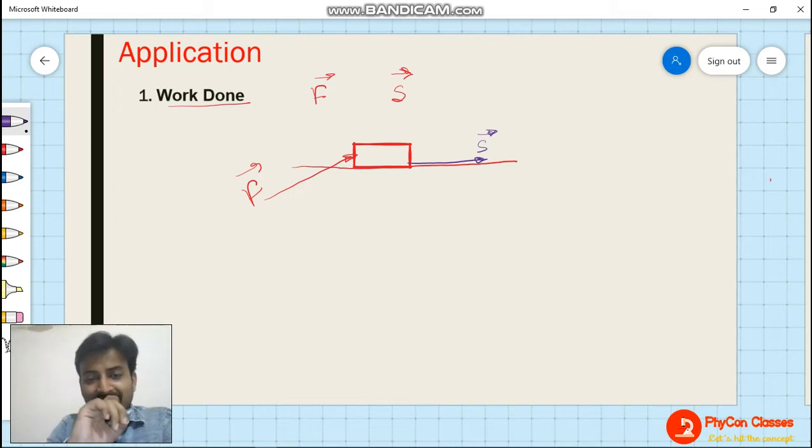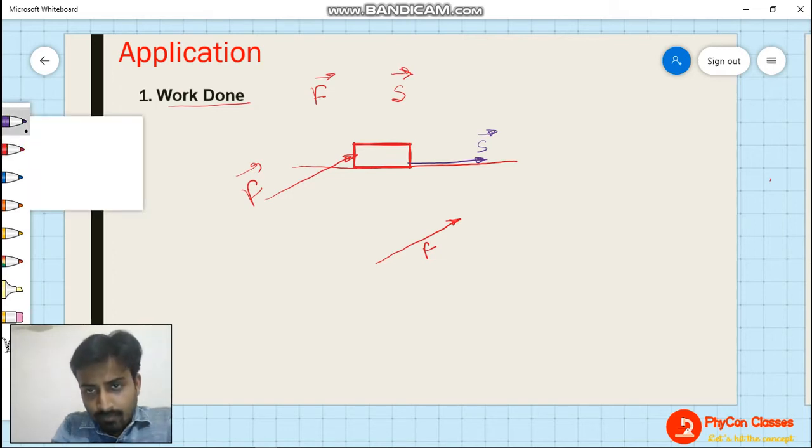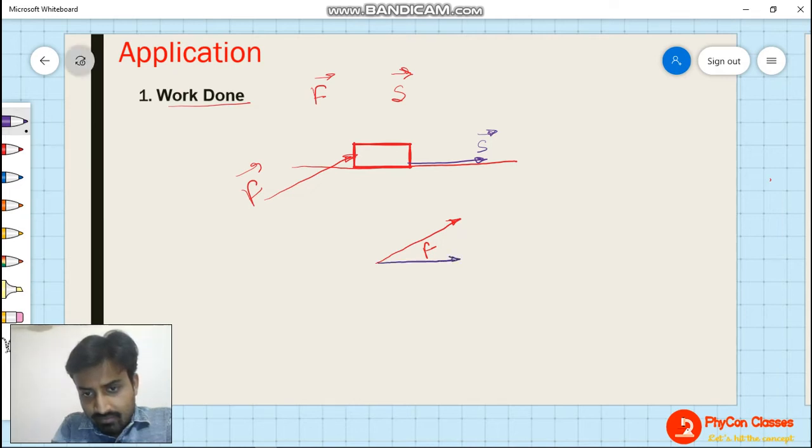Now in this particular case, what you can do is draw vector F like this. This is vector F. Now you draw vector S like this. Now how to find out the dot product? Just take the projection of this point on S. Either take the projection of F on S, or you can take the projection of S on F. Both are correct. Now let's suppose the angle between F and S is theta.